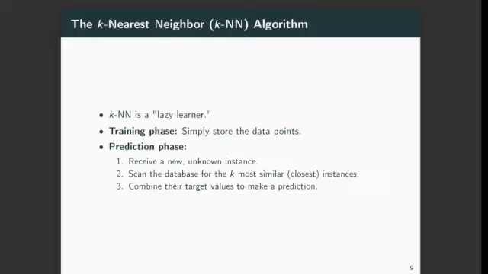And we can call KNN a lazy learner because during the training phase, it doesn't really learn a formula. It simply stores the data as data points. So when it is time to make a prediction for a new data point, it scans the database for the K most similar or closest instances, and then it combines the values of those neighbors to make the prediction.